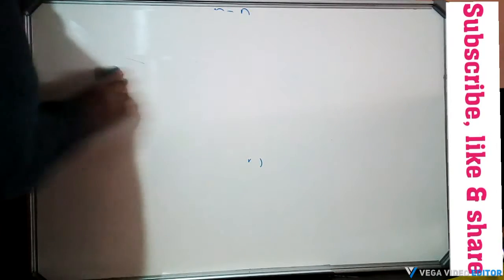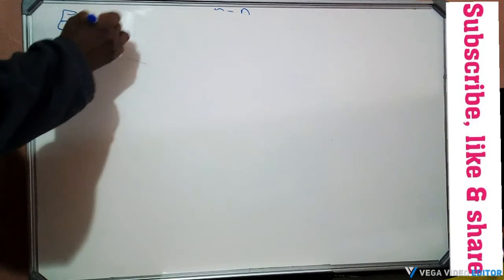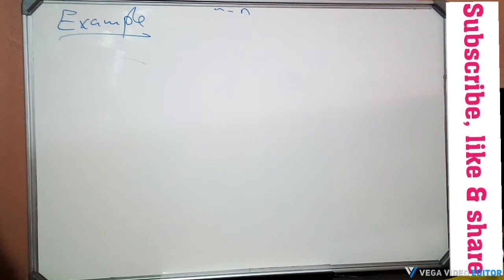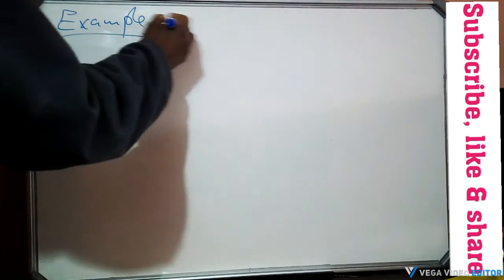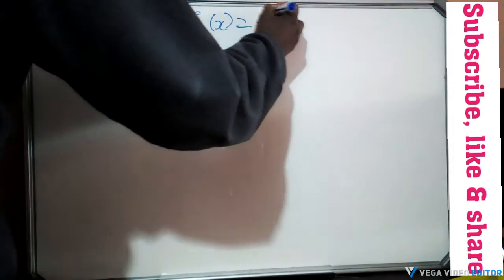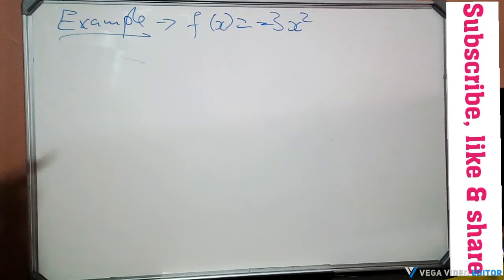Let us look at our example. All right. In our example, we are told to determine the derivative of f(x). Now, f(x) in our case is f(x) equals minus 3x squared. All right? Minus 3x squared. So that is our function.